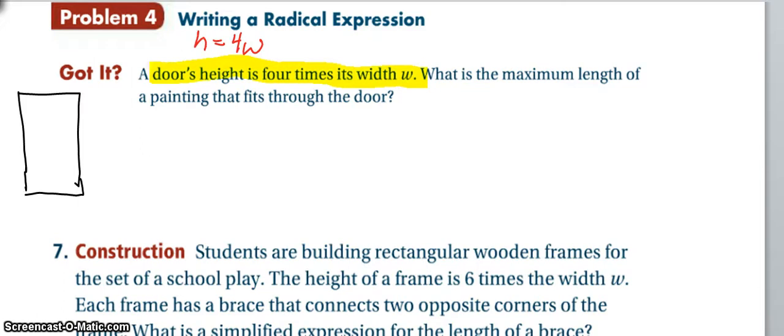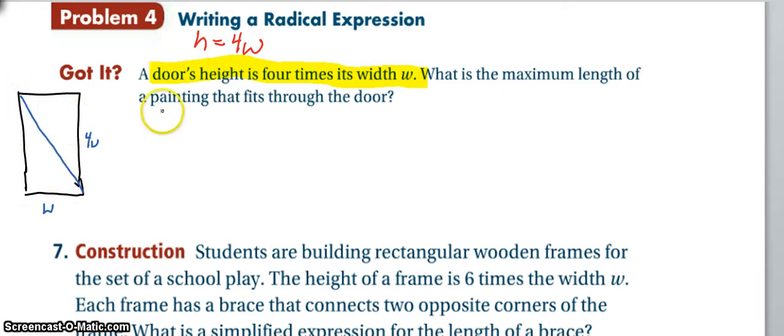Alright, in this problem we're asked to look at the maximum length painting that would fit through a door with a height 4 times its width. So if we know that the height is 4 times the width, we could label these things like W and 4W. And we know that the largest span of a doorway is the diagonal.